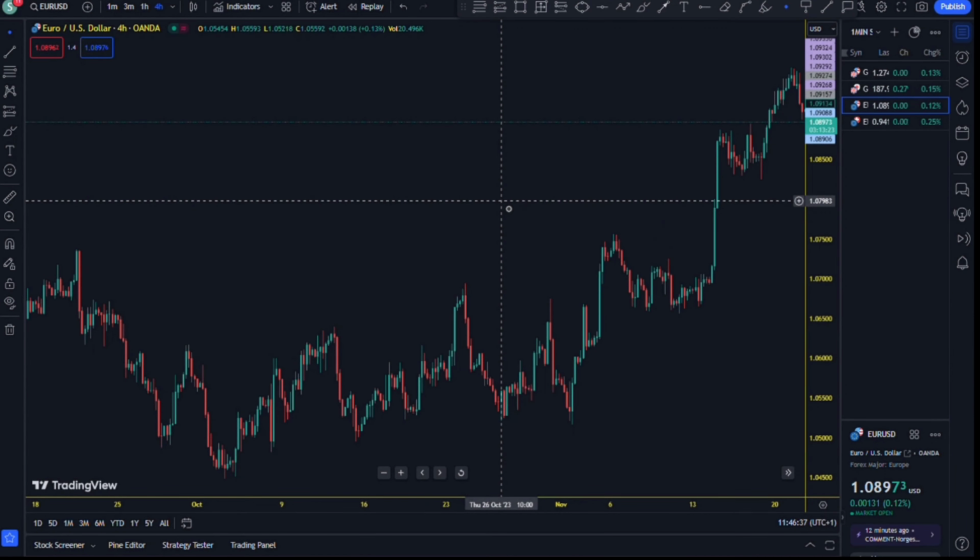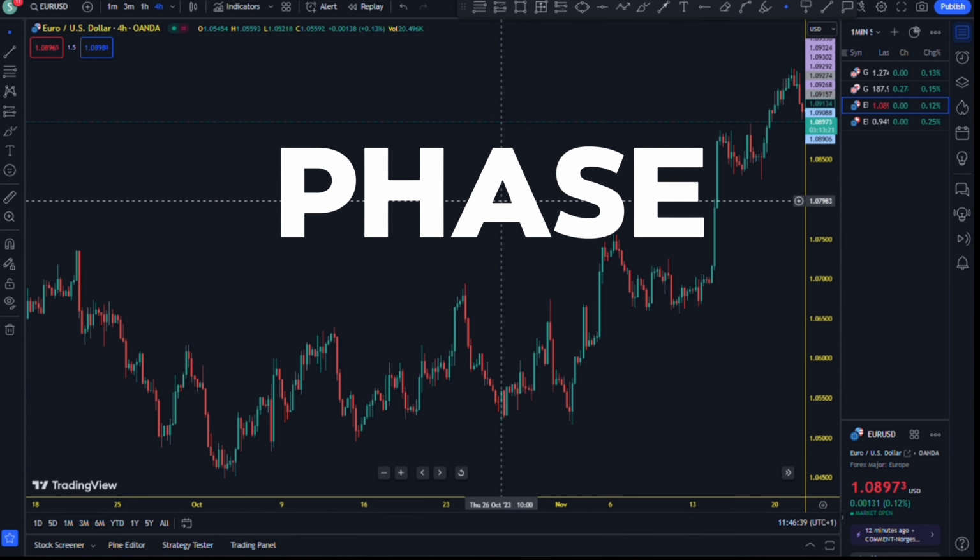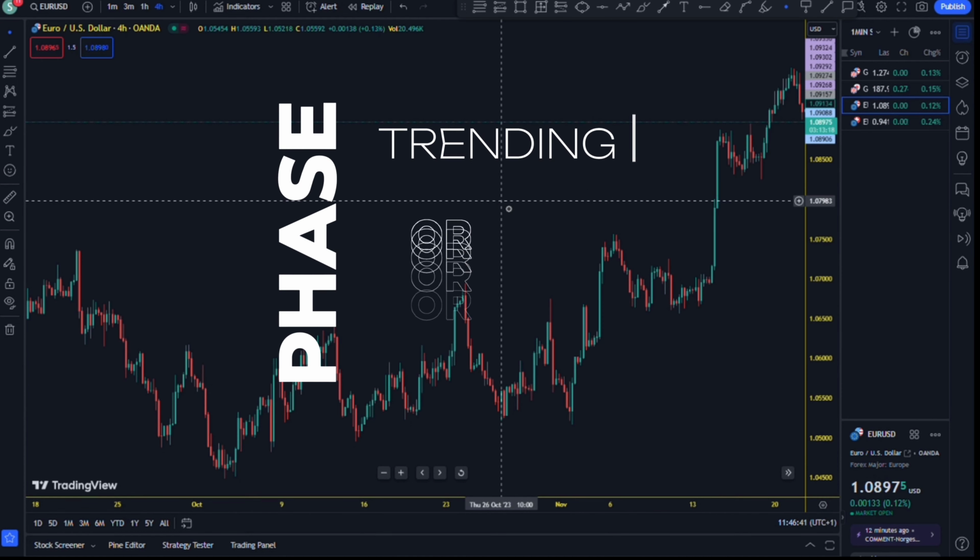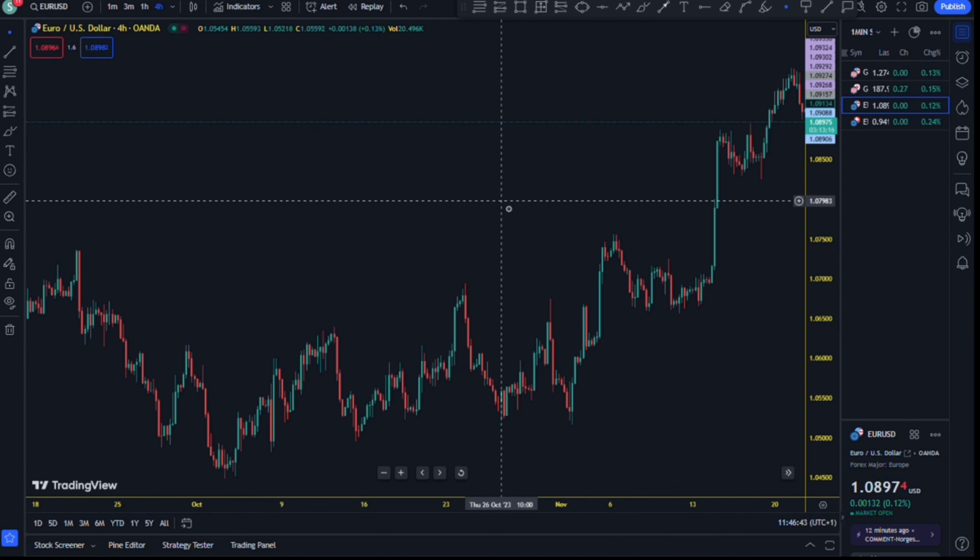The number one thing is to determine the phase of the market. Is the market trending or is it ranging? This is very important. Every single time you approach the market, every single day in the morning or anytime, you need to be able to understand this. Whether you're a day trader, scalper, or a swing trader, it doesn't matter. It doesn't matter what strategy you use. It is very important to know the phase of the market, whether the market is trending or ranging.